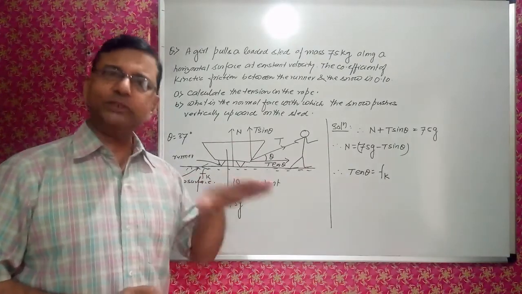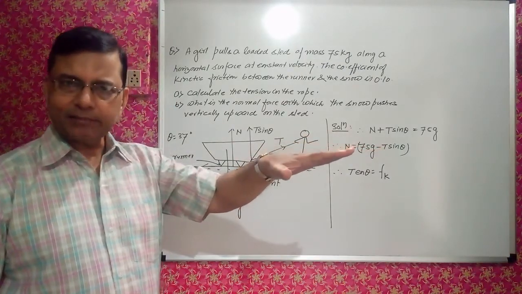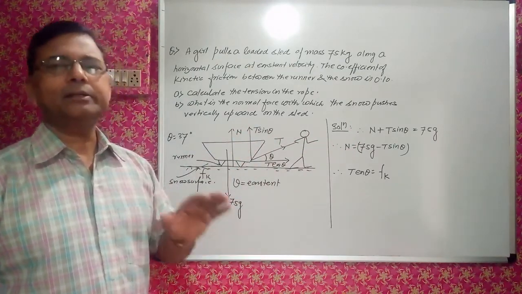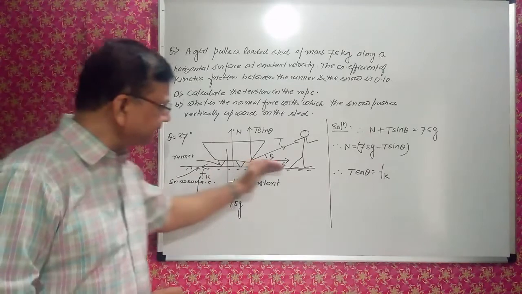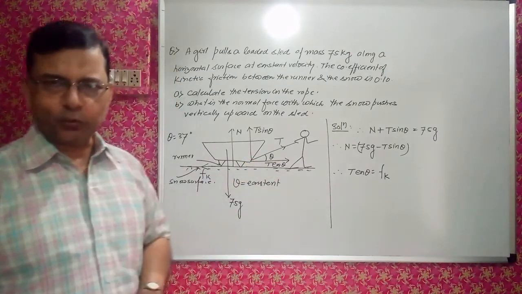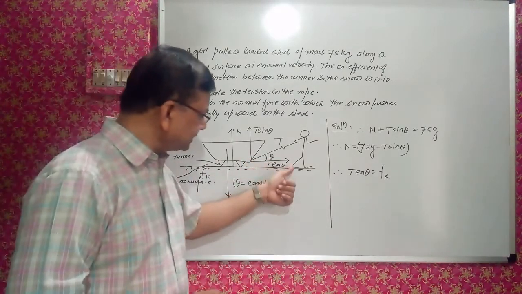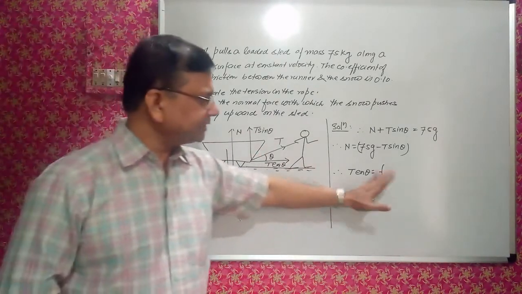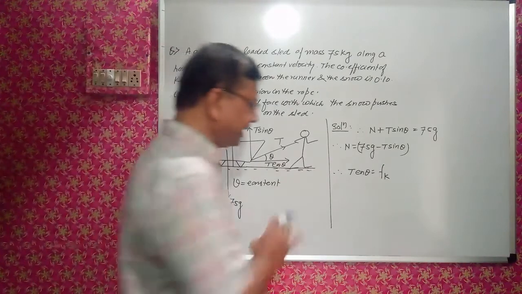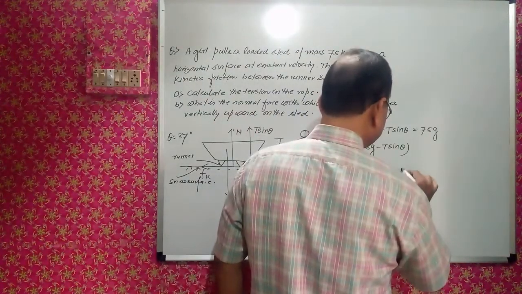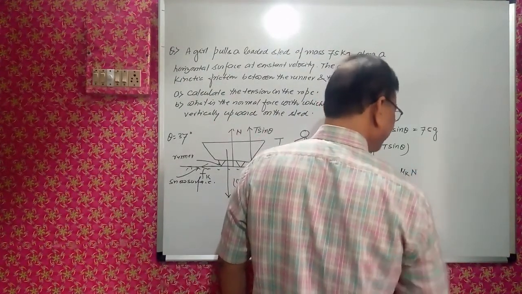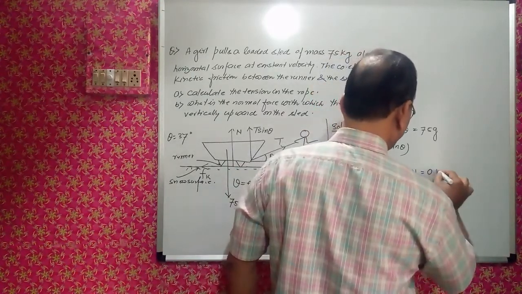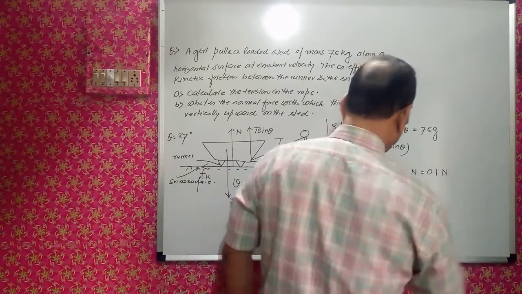Once it got some velocity, it keeps moving with the same velocity, which means there is no acceleration. If there is no acceleration, the net force along this direction must be equal to zero. Means T cos theta minus Fk is equal to zero, so T cos theta is equal to Fk. Okay? What is Fk? That is mu k into N. Mu k is given, that is 0.1 into N.